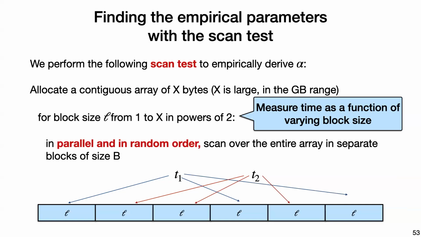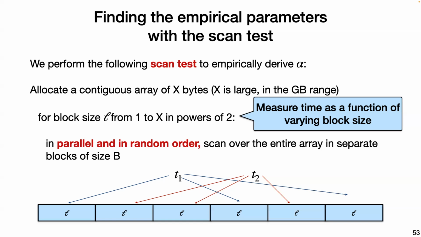So the way that we find alpha is something called scan test. The way that scan test works is that first you allocate... the high level intuition is we're trying to find how much it costs to read random blocks versus how much it costs to read contiguous blocks, in empirical numbers. The way we do that is first we allocate this giant array of X bytes, something like gigabytes. And we iterate through block sizes from 1 up to X in powers of 2.